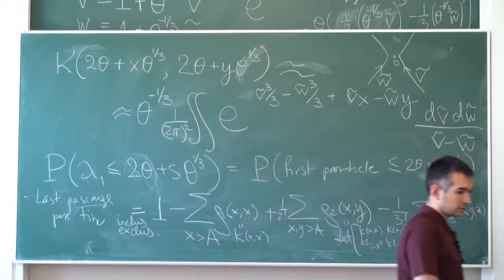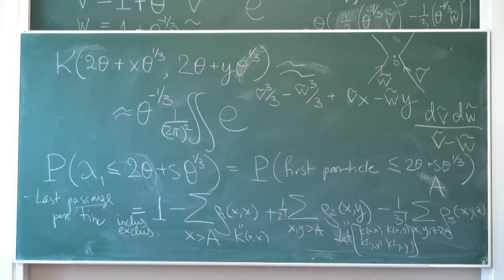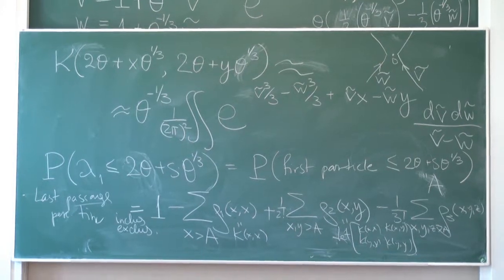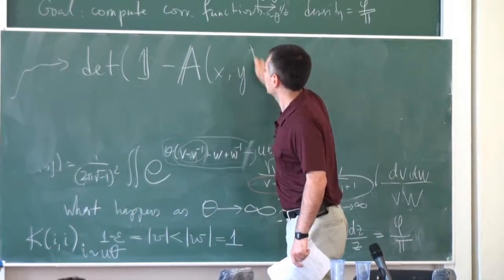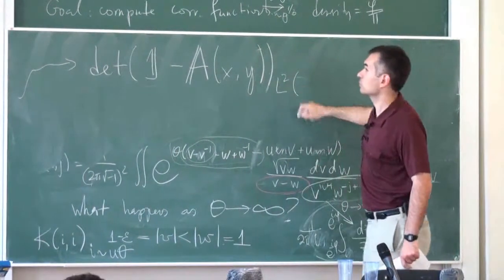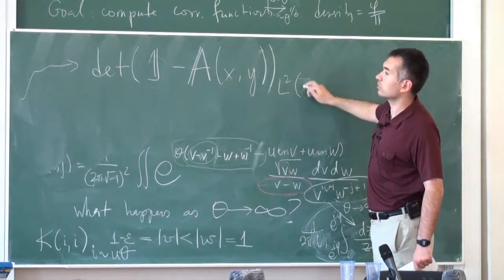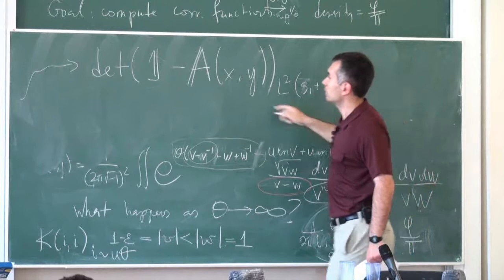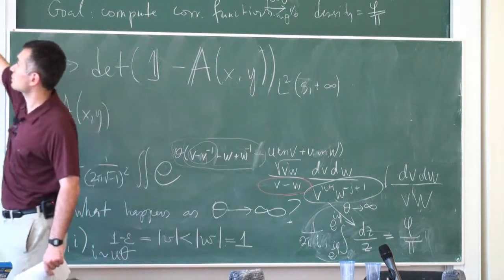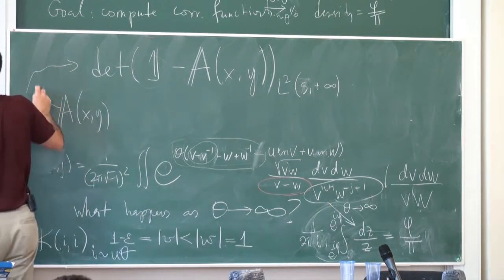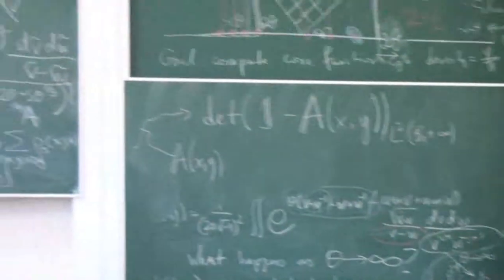And eventually, this series converges into a Fredholm expansion of a Fredholm determinant. Determinant of 1 minus some limiting kernel on L2 of S plus infinity, where this limiting kernel A of xy is this formula. Okay.